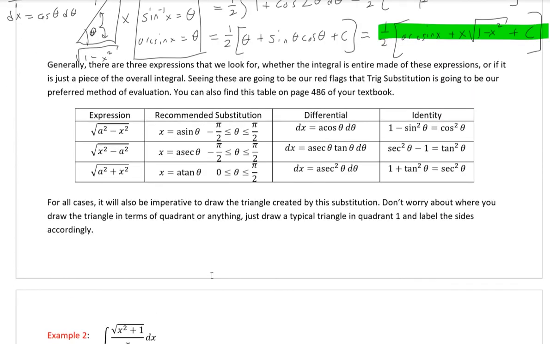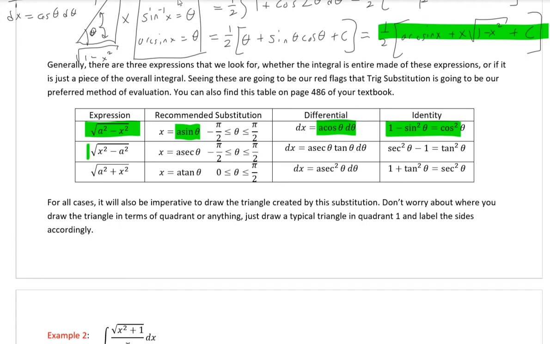All right, now there's going to be 3 quote-unquote forms here. It just depends on the expressions you have. You'll either have an expression of a squared minus x squared, which is what we just dealt with. We just did 1 minus x squared. And our substitution was a sine theta. In this case, a was 1, hence 1 squared. So just the sine of theta. That means the differential was a cosine. And the identity we were using was 1 minus sine squared equals cosine squared.